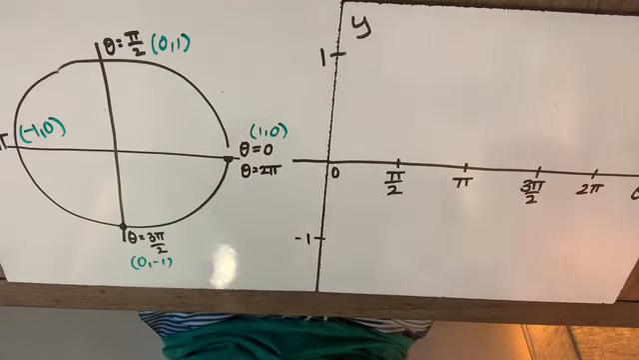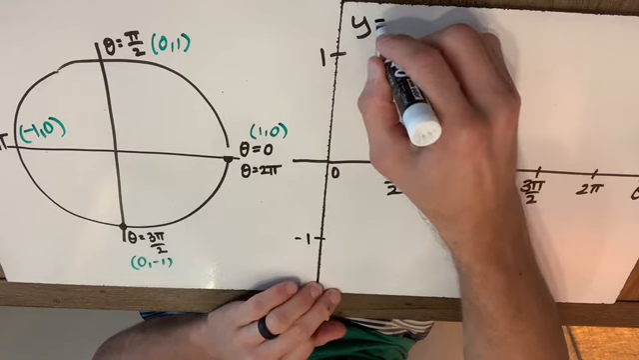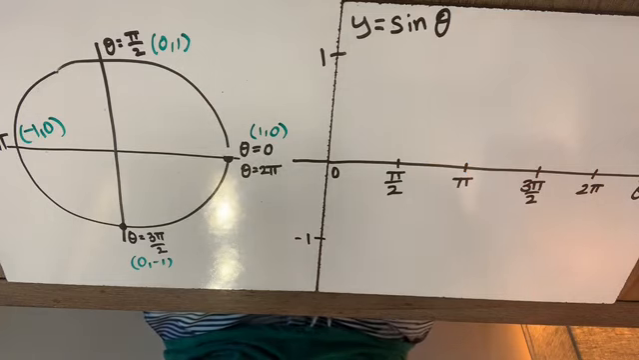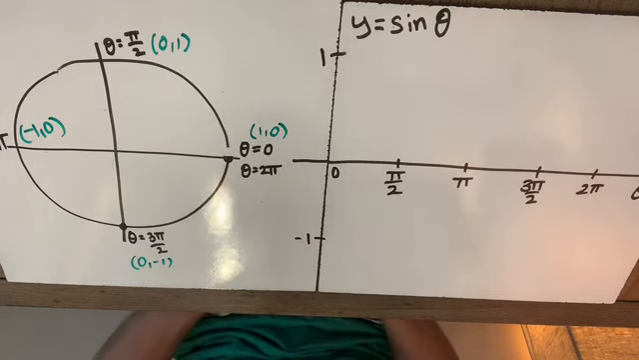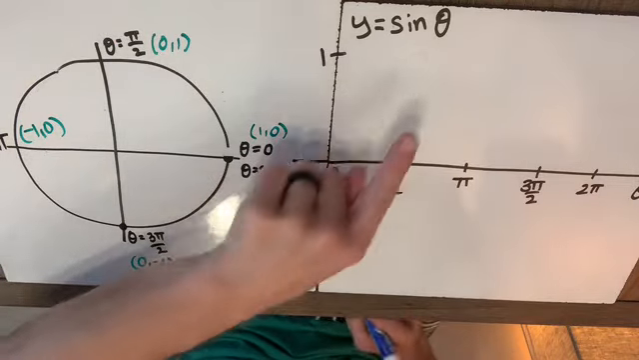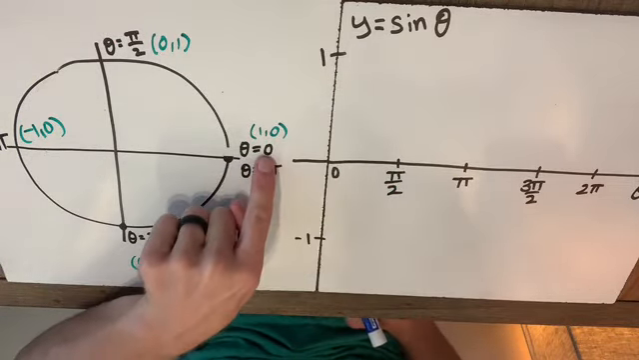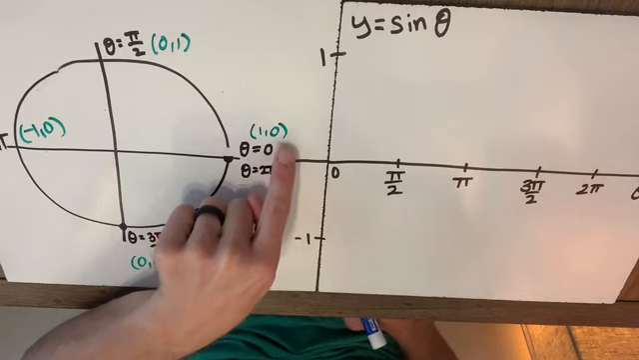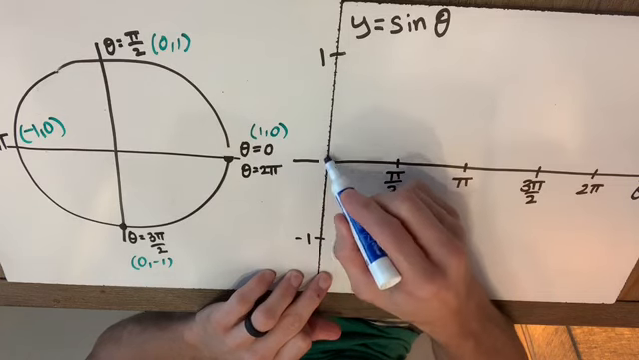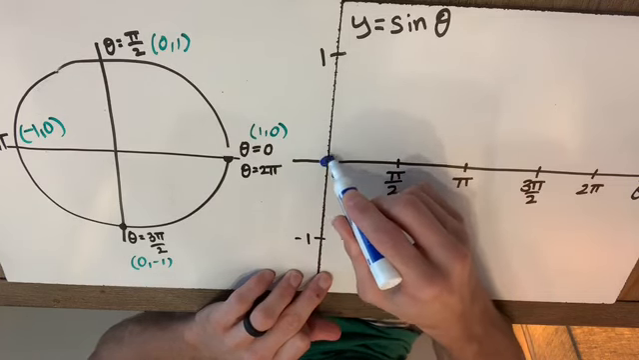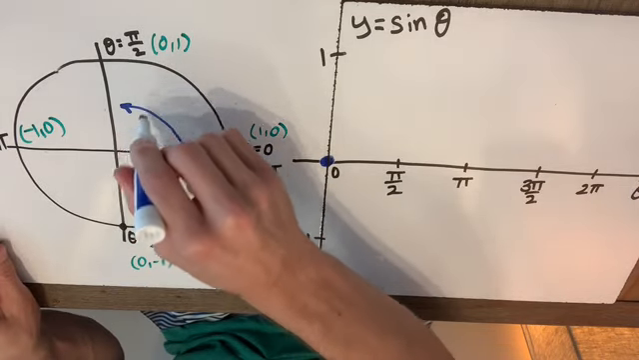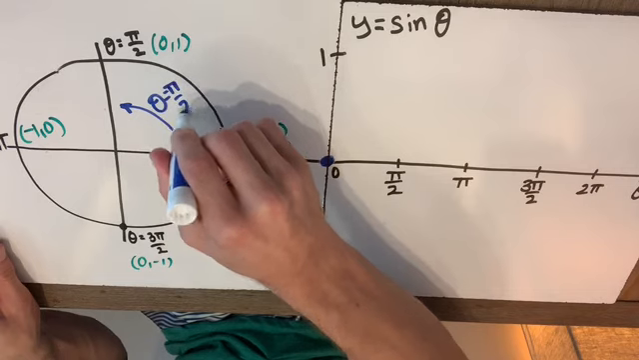So we are considering the function y equals sine of the angle. And here the angle is theta. So let's chart what happens. When the angle is 0, our sine, which is the y, is 0. So I have this point right here, right on my axis. When the angle opens up, here's our angle, it opens up to pi over 2.